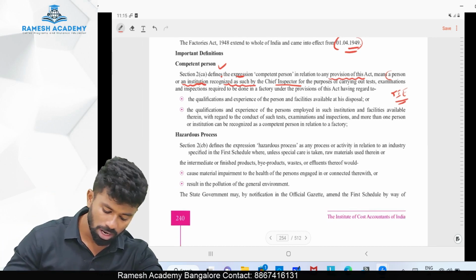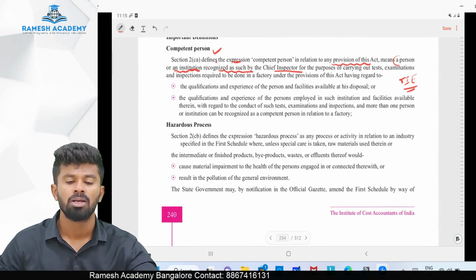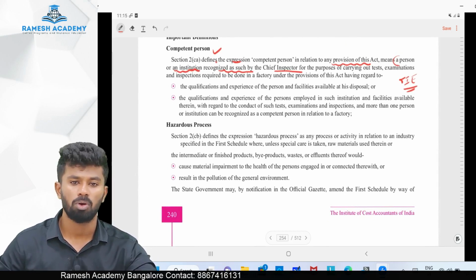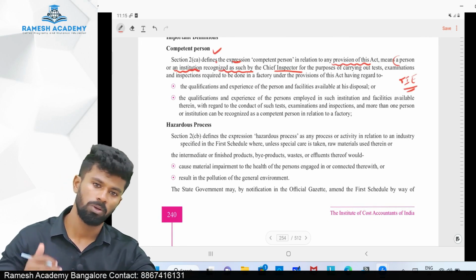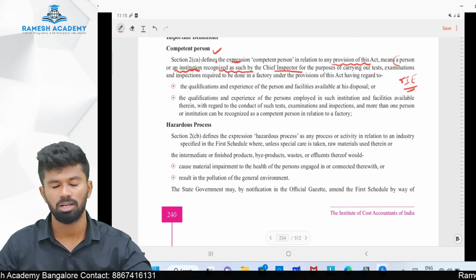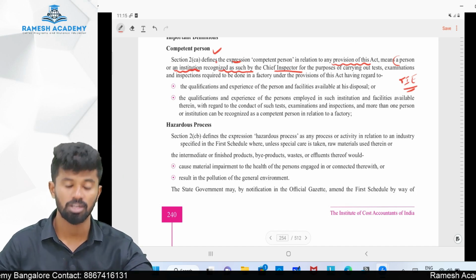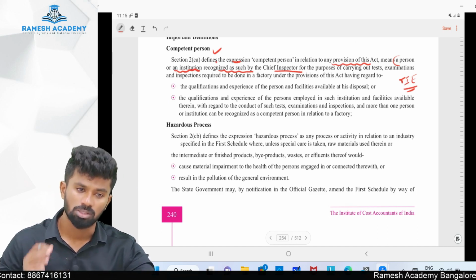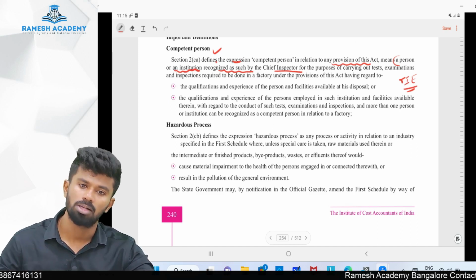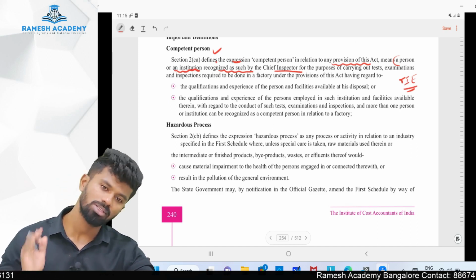Then we have hazardous process, important because a child cannot be employed in a hazardous process. Even a young person, a person who is above 14 years but below 18 years, is considered a young person, and a young person is not allowed to work in a hazardous process. Now, what is a hazardous process?